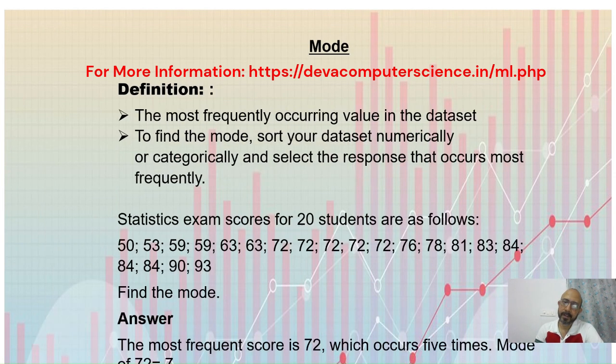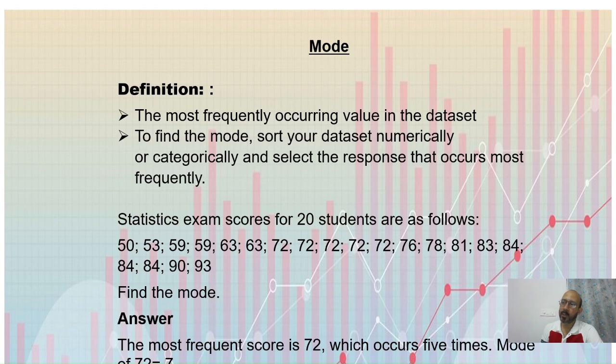Come to mode. The mode is the most frequently occurring value in the dataset. It is possible to have no mode, one mode, or more than one mode. To find the mode, sort your dataset numerically or categorically and select the response that occurs most frequently.